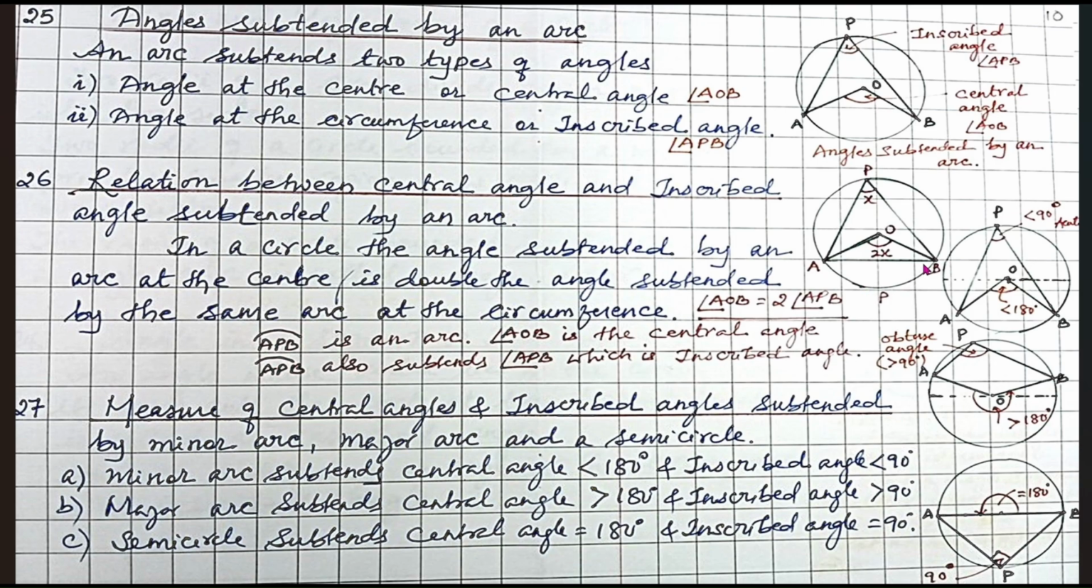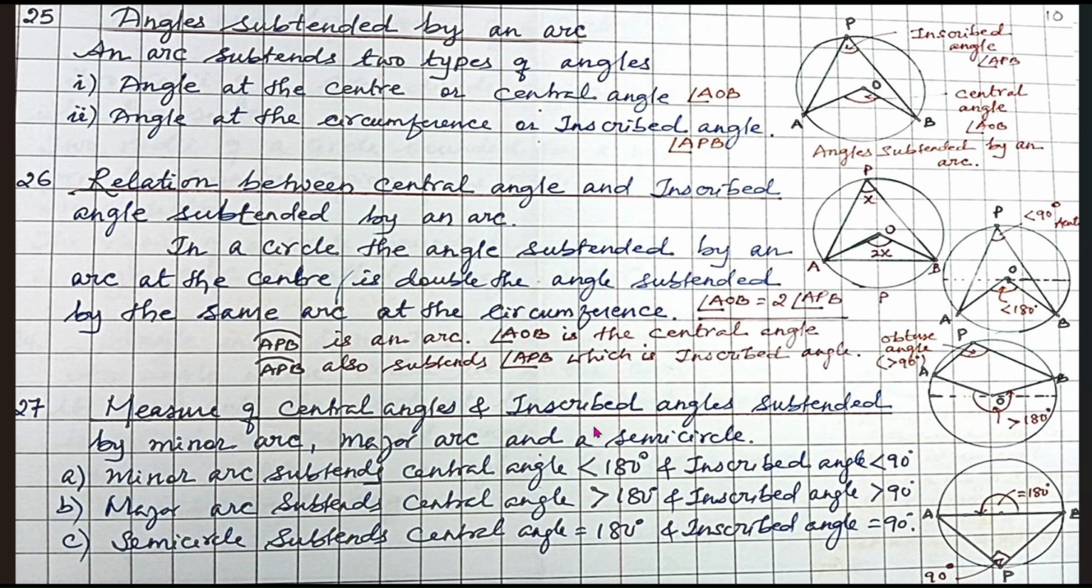So if you consider an arc here, arc APB, it subtends an angle at the center and at the circumference. Now if the angle at the circumference APB is x, then the angle at the center AOB is double that, it is 2x. Therefore the angle subtended by an arc at the center is double the angle subtended by the same arc at the circumference. Please remember that.